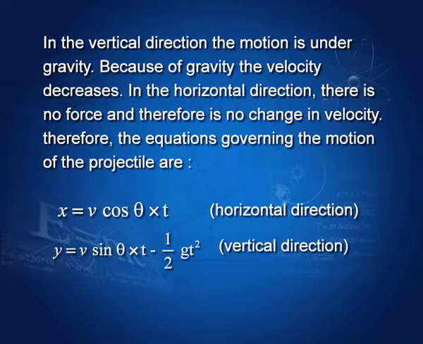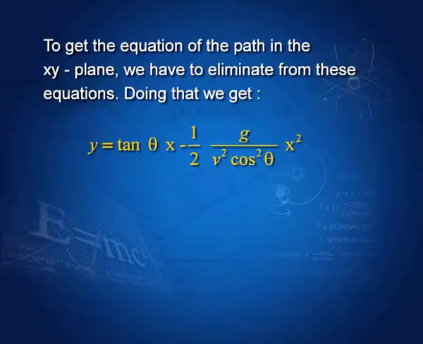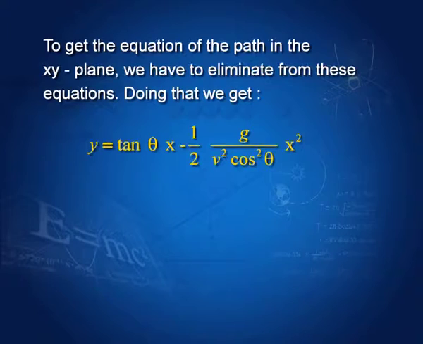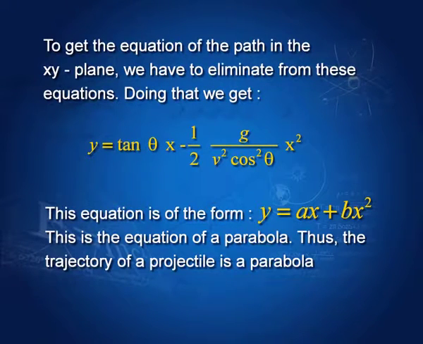To get the equation of the path in the x y plane, we need to eliminate t from these two equations. So, we eliminate t and we get the equation y equal to x times tan theta minus half g x squared divided by v squared cos squared theta. This equation is of the form y equal to a x plus b x square, which you recognize from geometry is the equation of a parabola.